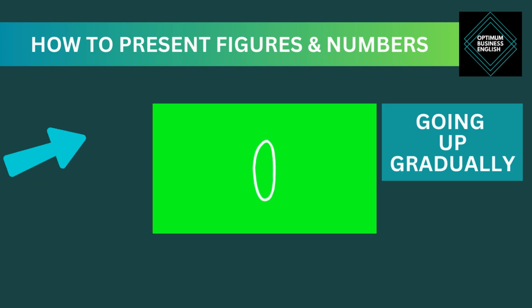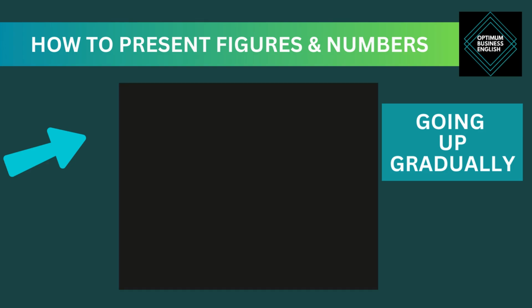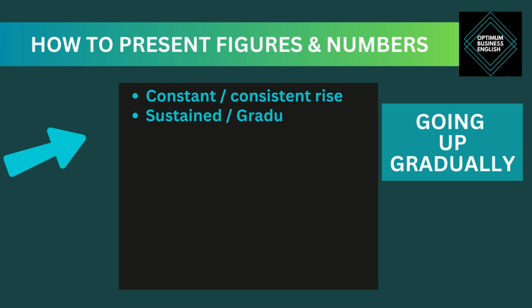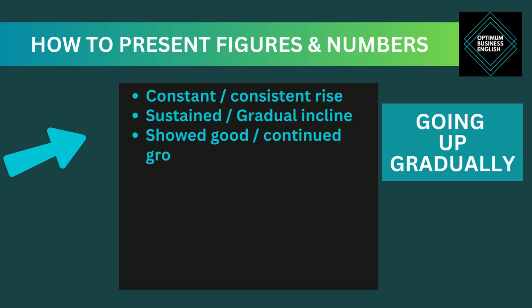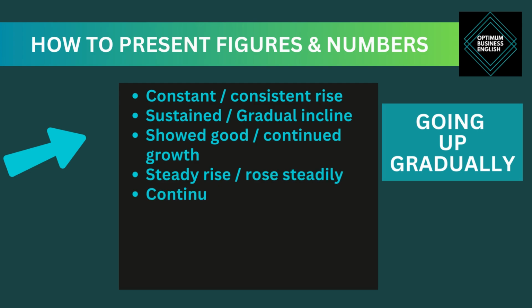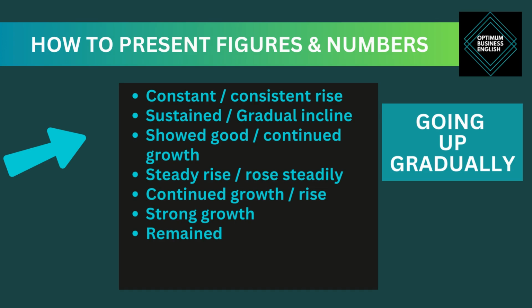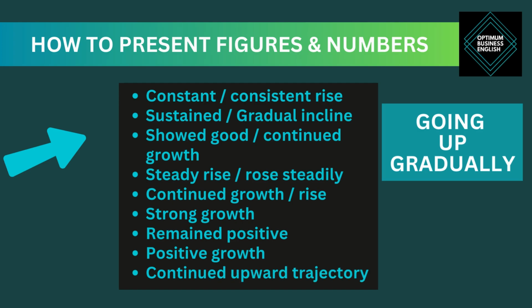And if they are going up gradually or more slowly, you could use words and phrases such as constant or consistent rise, sustained or gradual incline, showed good or continued growth, steady rise or rose steadily, continued growth or continued rise, strong growth, remained positive, positive growth, continued upward trajectory.